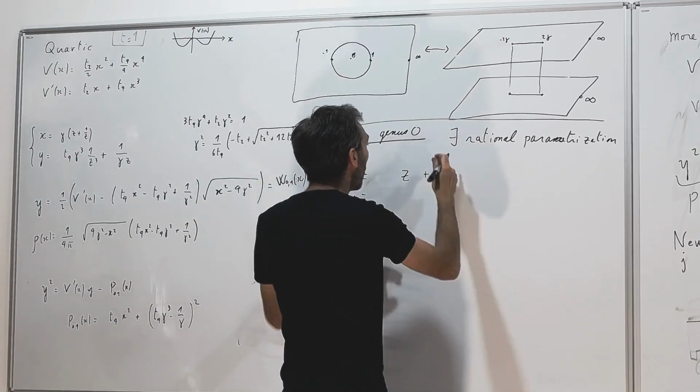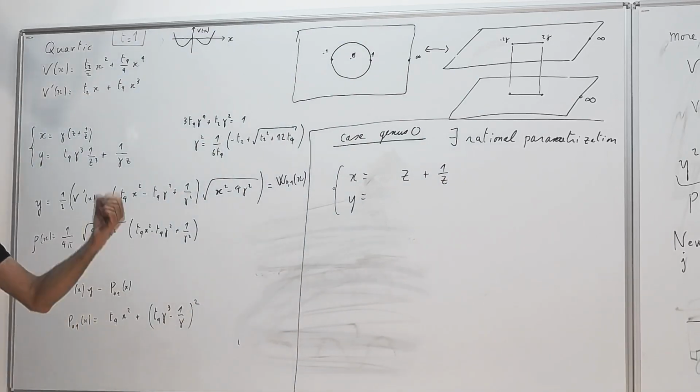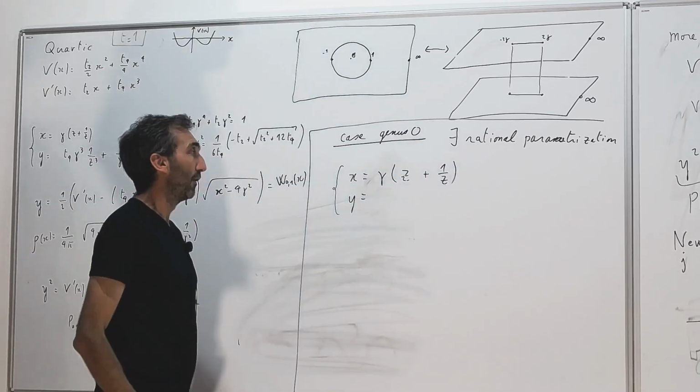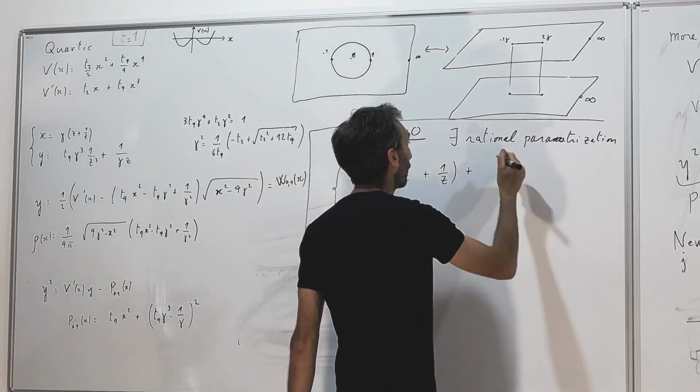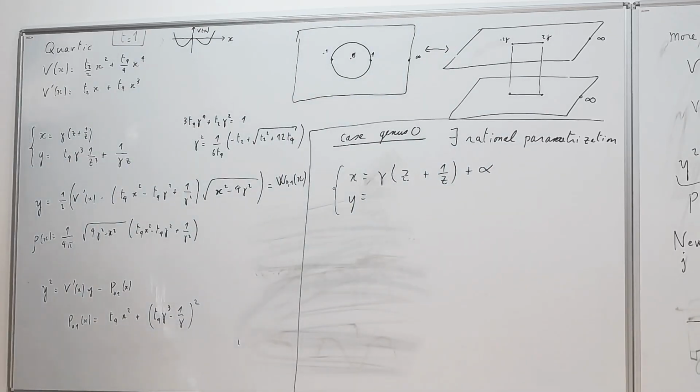In principle, they could have different residues, but Mobius transformations have 3 degrees of freedom. So we can make it so that they have the same residue, and we call it gamma. And we could still add a constant. Let me call it alpha. In fact, in the even case that I considered so far, alpha was always 0.